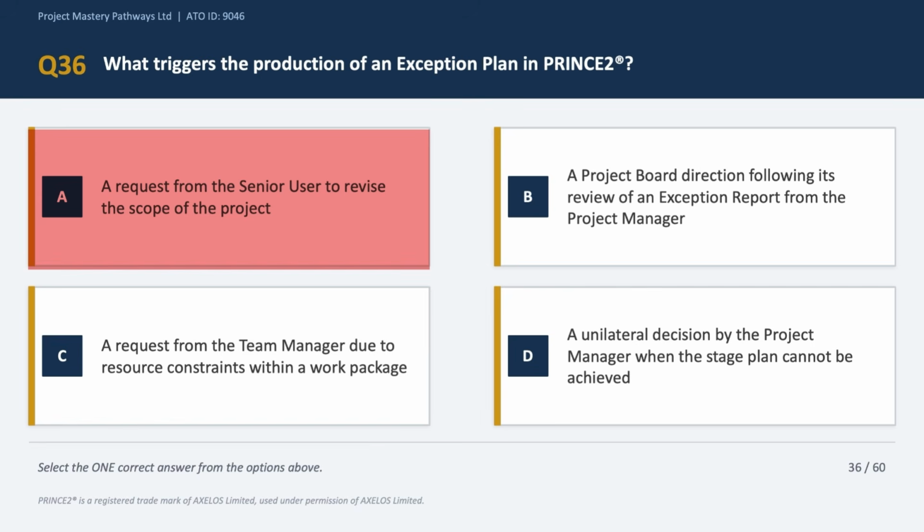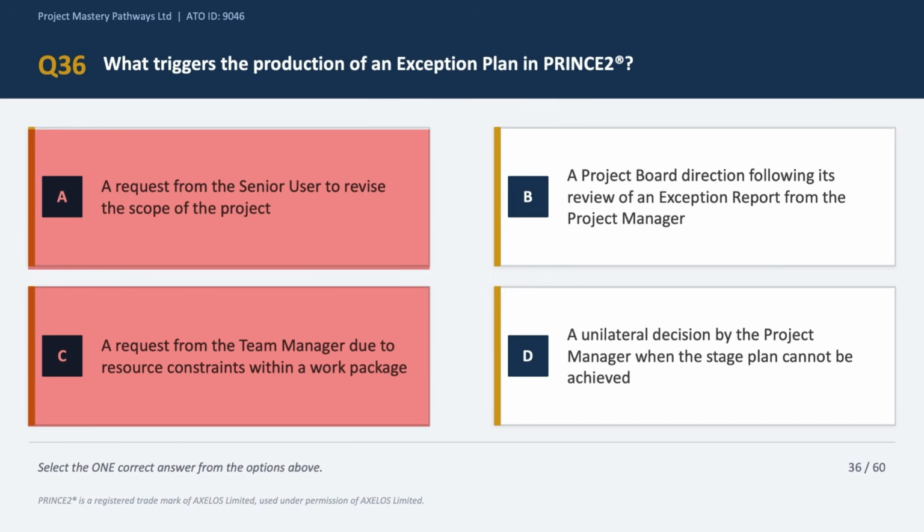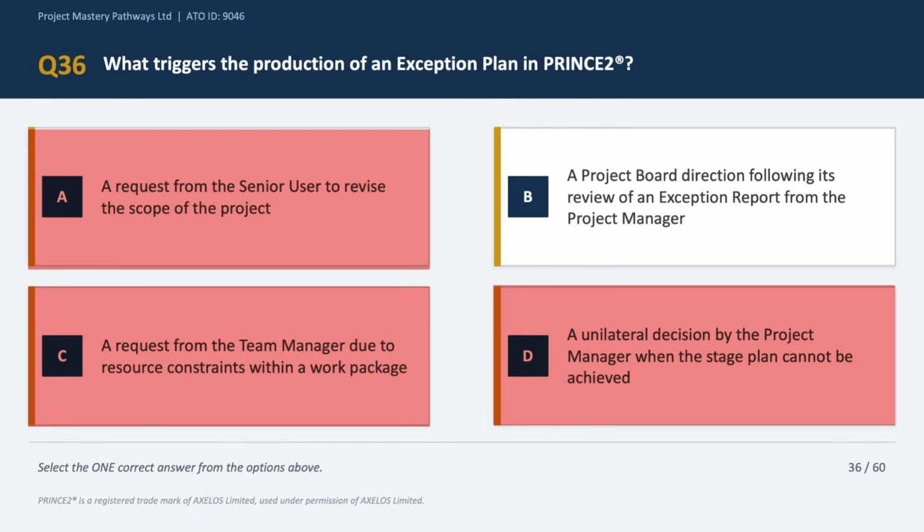Option C says request from team manager. Now the team manager operates at the delivery level and raises issues to the project manager. Team managers do not trigger exception plans, plain and simple. So option C is incorrect. Option D says unilateral decision by the project manager. Now the project manager raises an exception report, but the exception plan is not triggered by the project manager's decision. Very, very important. The board looks at the exception plan and takes a decision whether they would want the project manager to write an exception report based on that exception plan. Okay, very important for you to understand. So option D is incorrect.